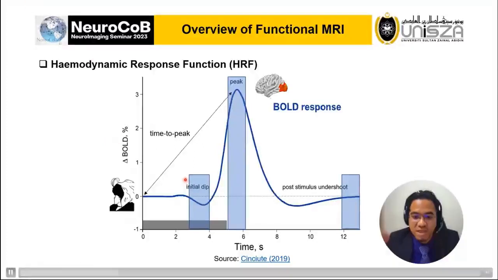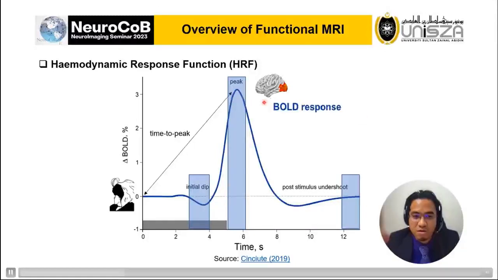If we scan too early, let's say we scan here, or too late over here, we will not get a robust and reliable fMRI signal. So the best time to scan is between 5 and 6 seconds. This is when we can obtain the best signal.